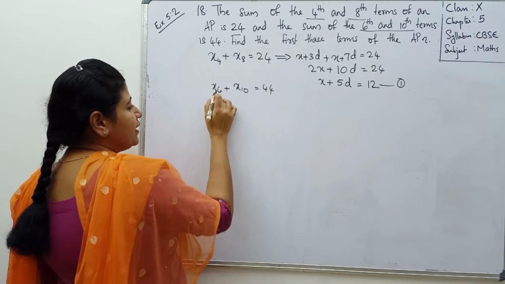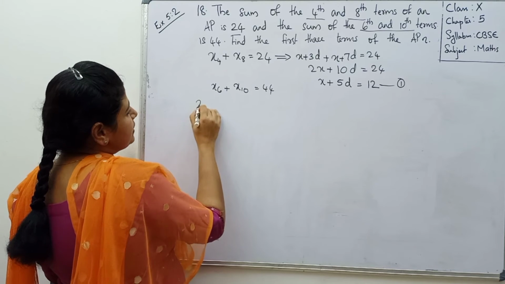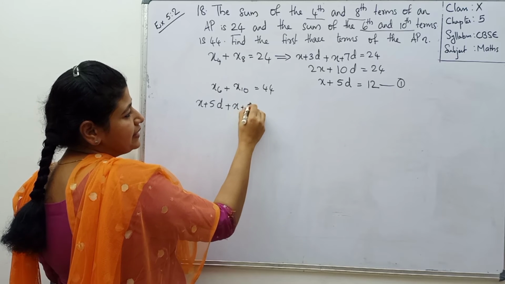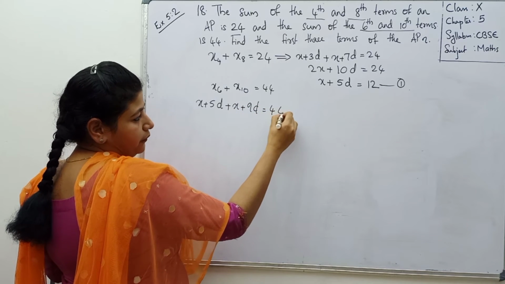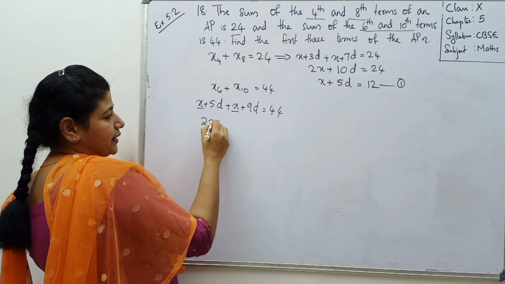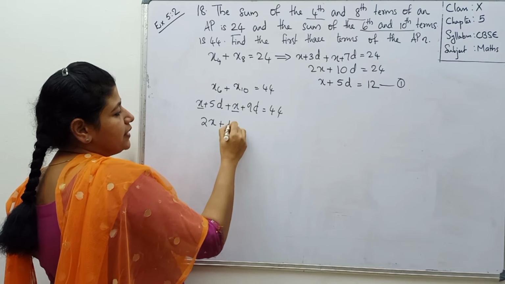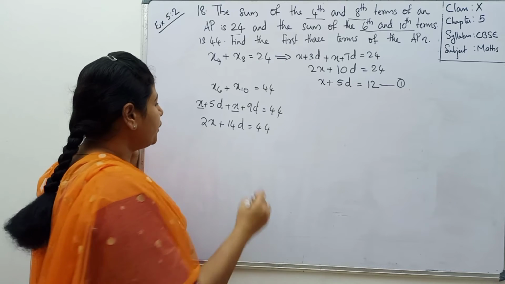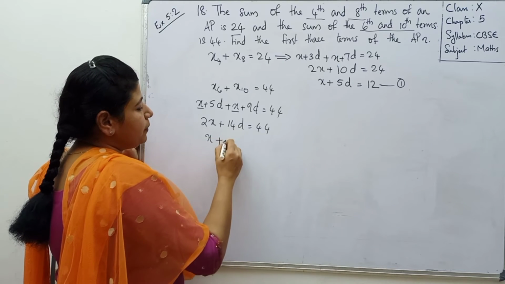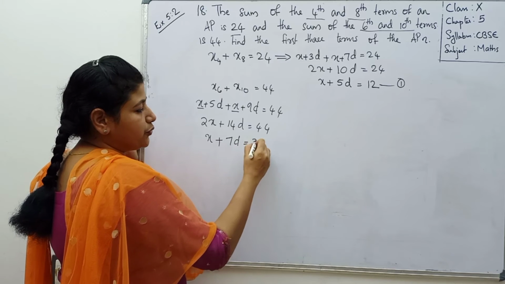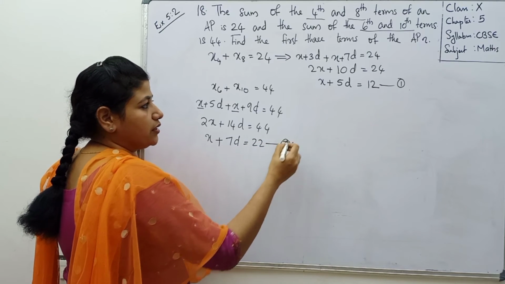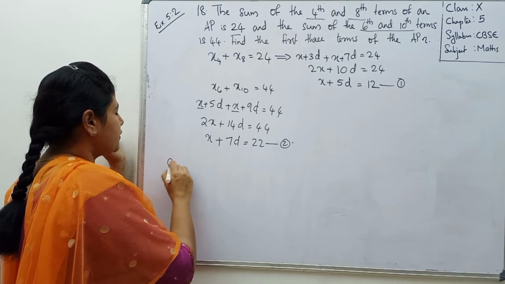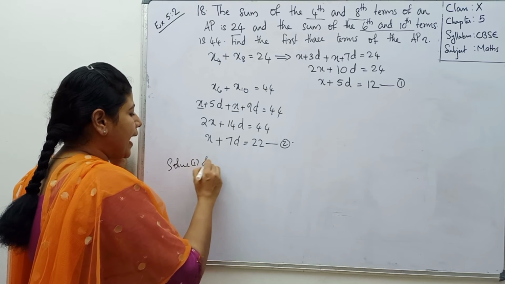Coming to the next, we can write here x6 is x plus 5d plus x10 is x plus 9d equal 44. x plus x is 2x plus 9d plus 5d is 14d equal to 44. Here also we can divide with 2. You will get x plus 14 by 2 is 7d, 44 by 2 is 22. This is the second equation. Now we can solve this first and second equation.